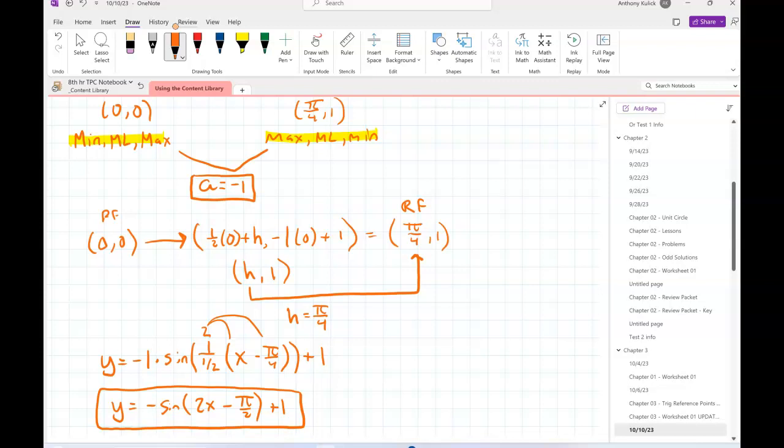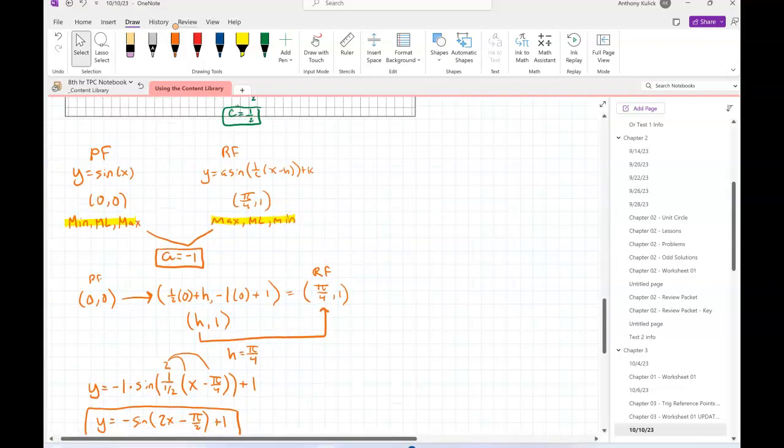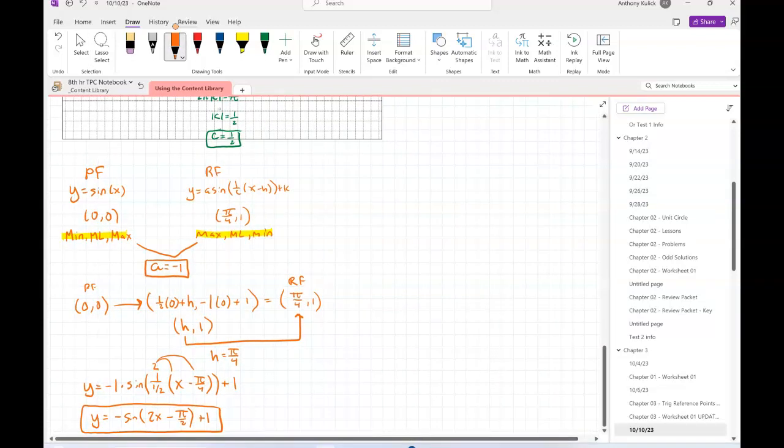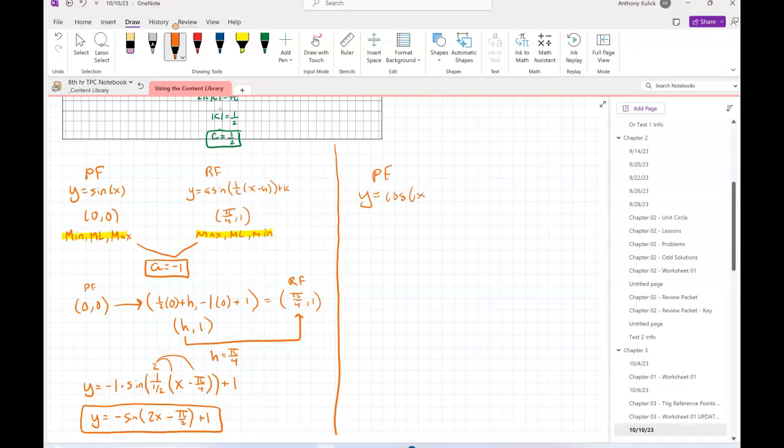Okay. Let's do this now for cosine. So this exact same process, except for cosine, what point do I choose? I choose the point 0, 1. And what kind of point is that on cosine? It's an extreme point. It's a maximum.